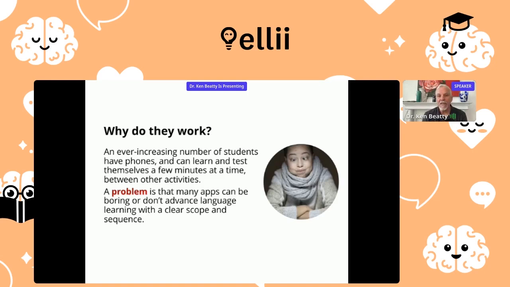A problem, though, is that many apps can be boring, because they just repeat the same activities over and over again. The research on Duolingo is that on average, people last 3 weeks. That's it. They join, they do 3 weeks, and then they drop it. And they don't have a clear scope and sequence. That's what we do as teachers. We say, these are all the things that you have to learn. This is when you should learn them. The scope is everything you should learn, the sequence is when you should learn them and relearn them partway through the semester so you remember.